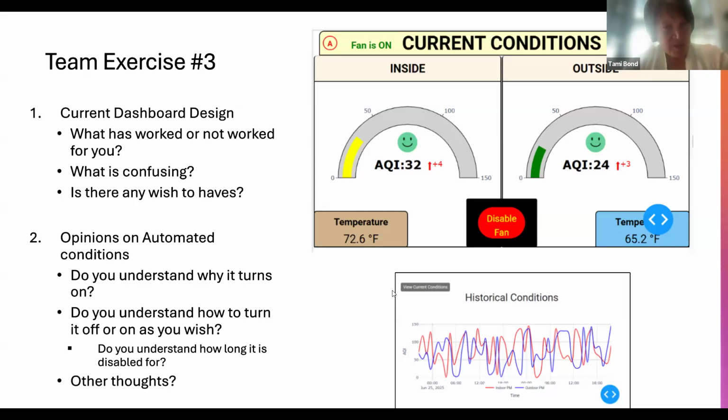Now, I have never disabled the fan because I want to be a good citizen. I want to play the game, right? And so I didn't disable the fan, and so I don't have responses to that. I felt like disabling the fan.